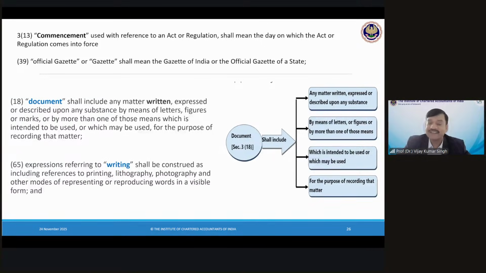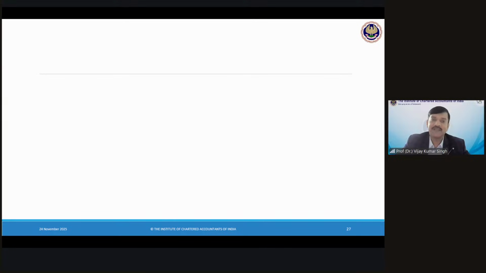Expression referred to as writing. So wherever you find the word writing, it shall be construed as including references to printing. So writing does not mean that it has to be written by hand. It includes printing, it includes lithography, it includes photography, and other modes of representing or reproducing words in a visible form will be referred to as writing. So, say for example, with your finger, you put something on the sand on a beach, that itself is a writing. Okay, if it is recorded and somebody takes a picture of that particular sand where you have written something, that is a document. I hope I gave a good example for you to understand.